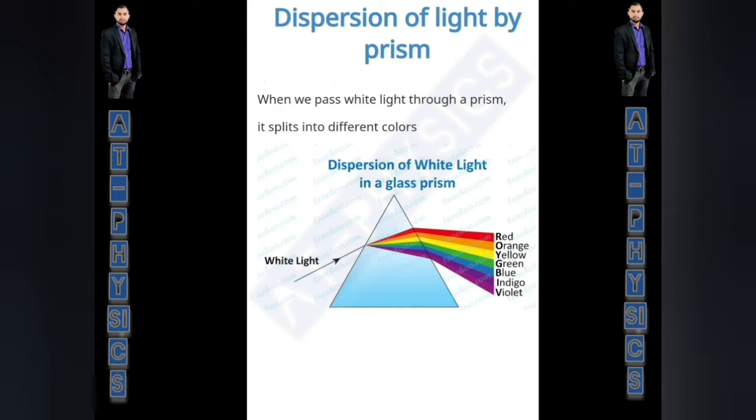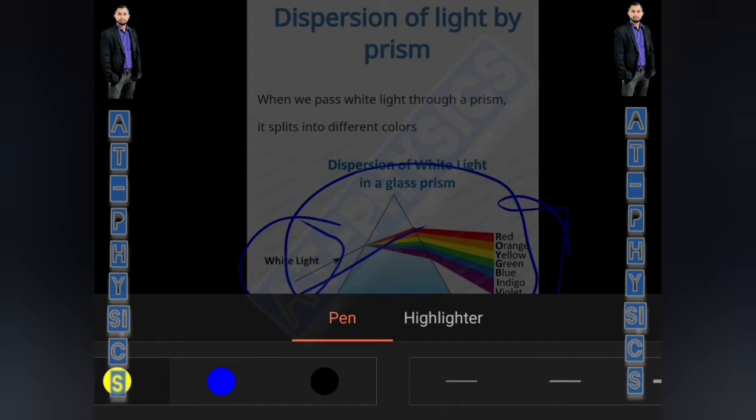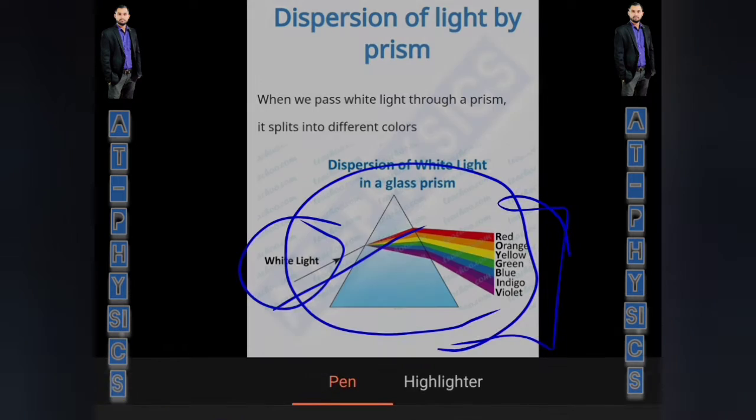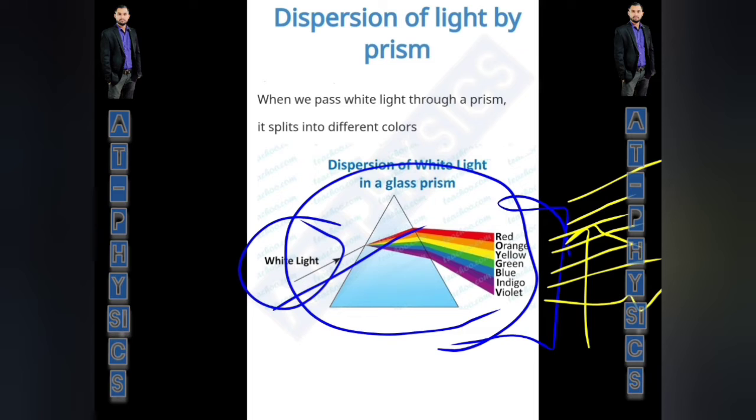When white light passes through a glass prism, it splits into its 7 color components, and this forms VIBGYOR. Look here, this is the form of VIBGYOR. And what is VIBGYOR? It is violet, indigo, blue, green, yellow, orange, red. I think you all know that.